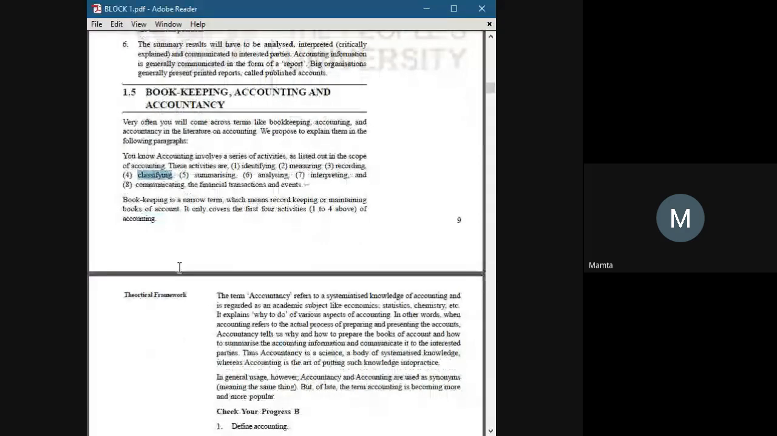But in accountancy, you start making accounts like ledgers. You transfer the journals into ledgers. Then you prepare final accounts, which are profit and loss account and balance sheet. So accountancy is a broader term than bookkeeping, or you can say that bookkeeping is a part of accountancy. All the things like summarizing, analyzing, interpreting, and communicating are part of accountancy. Okay.